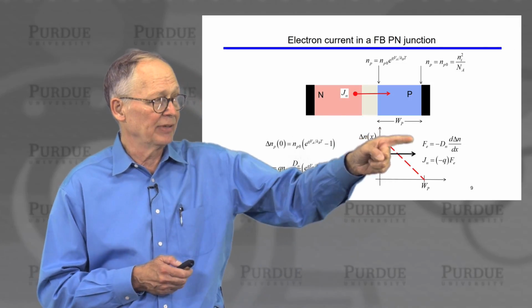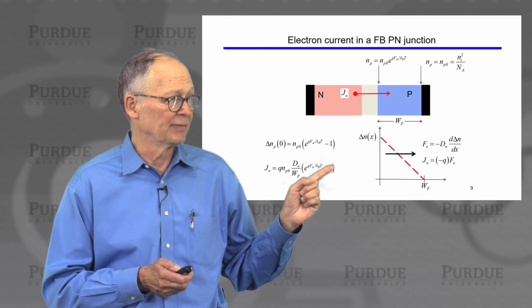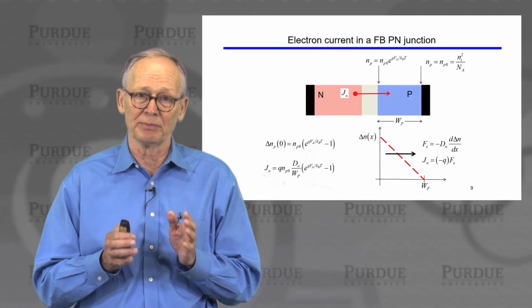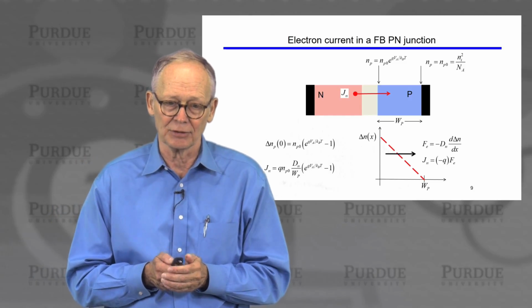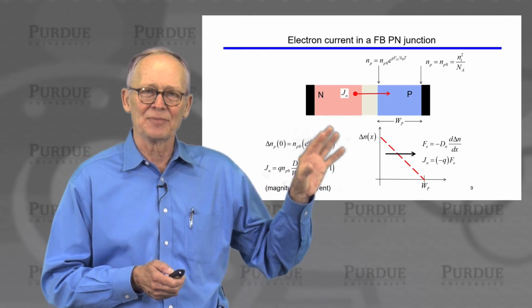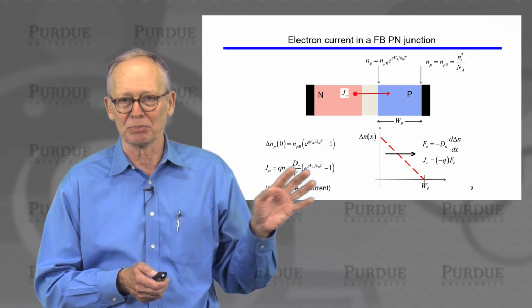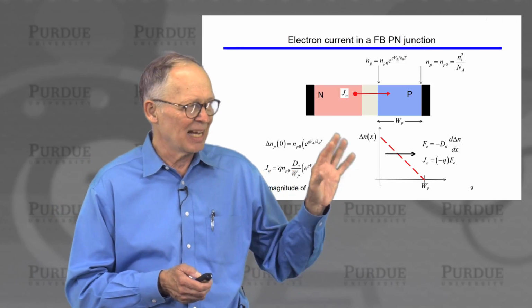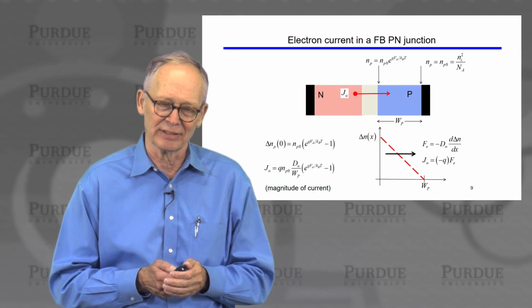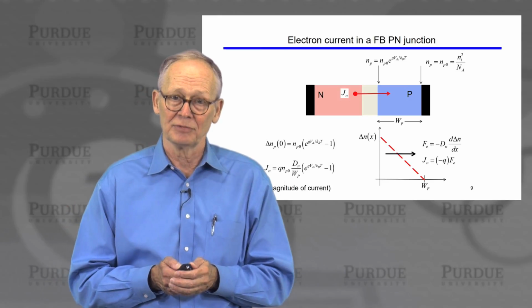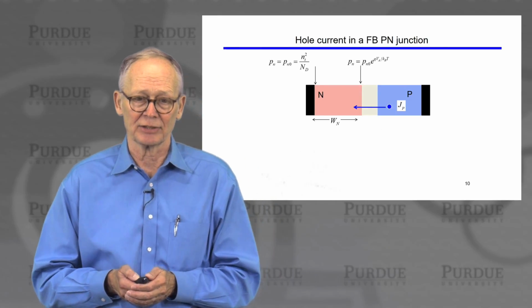So we can plug everything into these expressions. We get a very simple expression for the electron current due to forward biased injection in this PN diode. Now just notice, I'm not worrying about signs, I'm not worrying about whether the electron current is flowing in the plus X or minus X direction. I'm only worrying about the magnitude of the current in this case. So we have a very simple relation for the injected electron current.